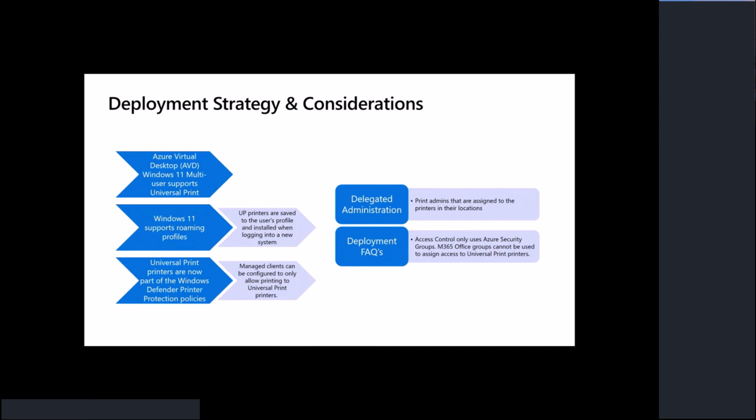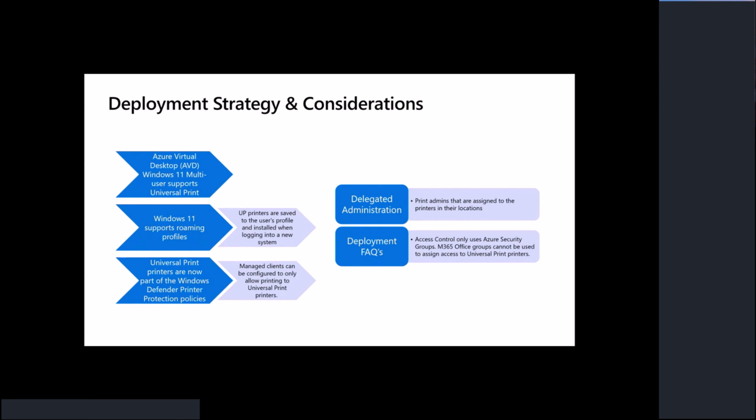So this is some of the deployment strategies we've talked about. The roaming profiles, access control, and like I said, the other part about this is there's no need for a VPN between buildings, for instance.